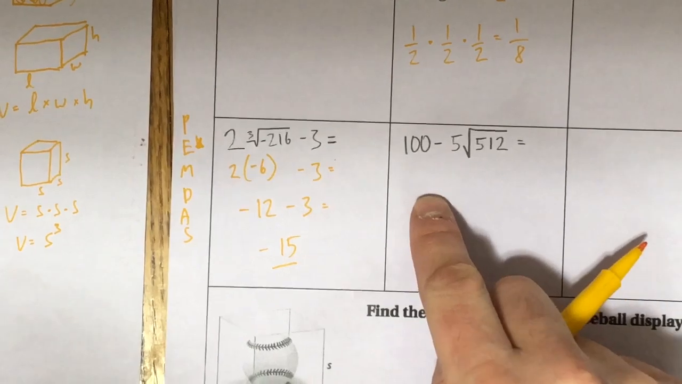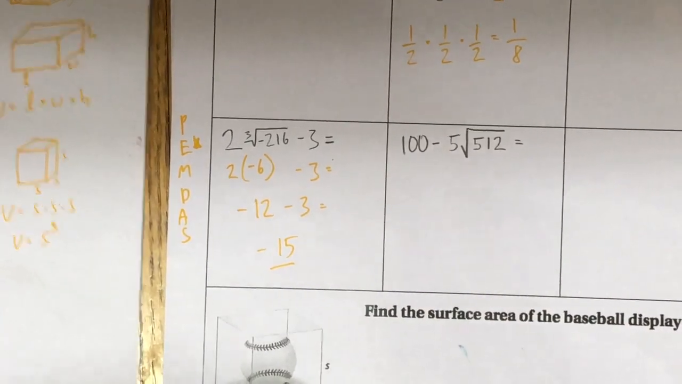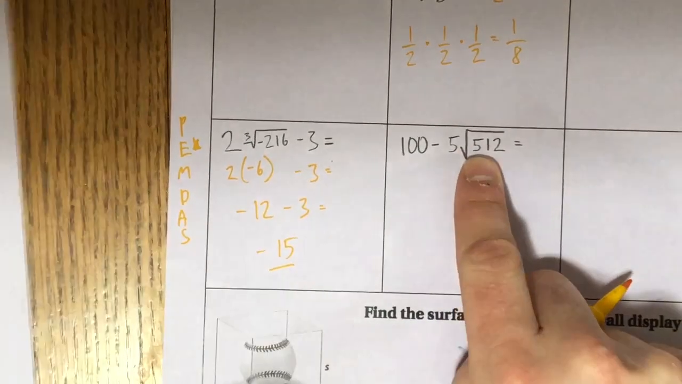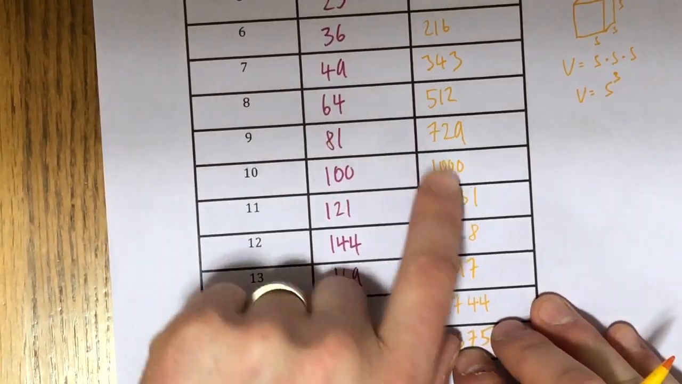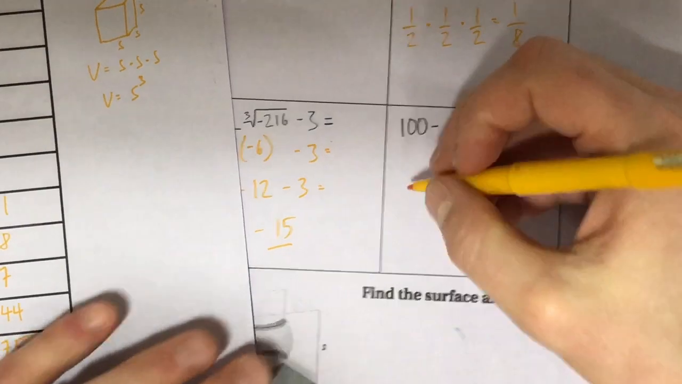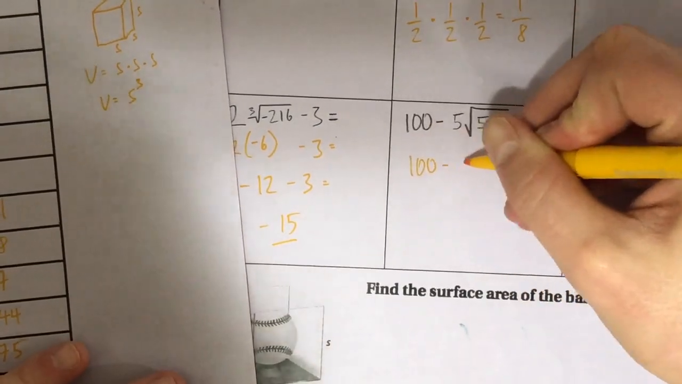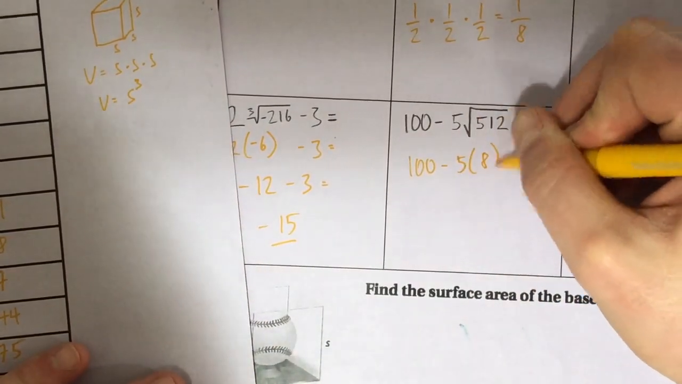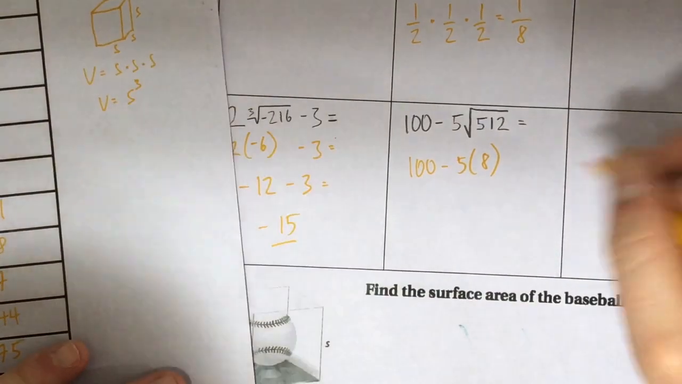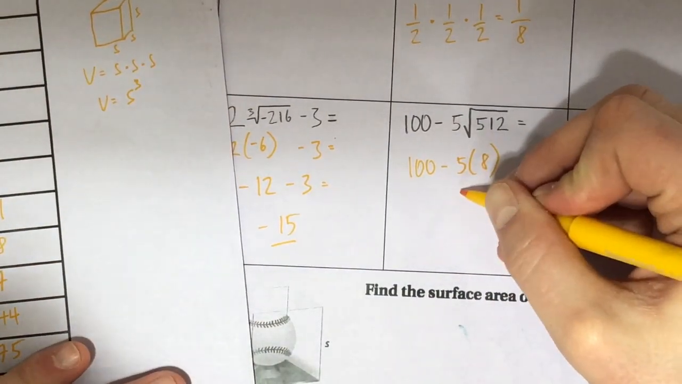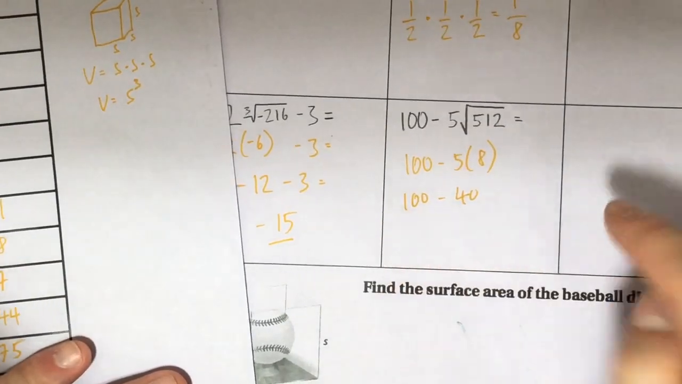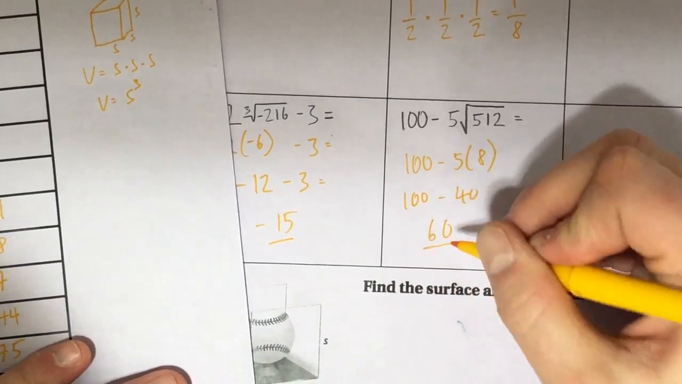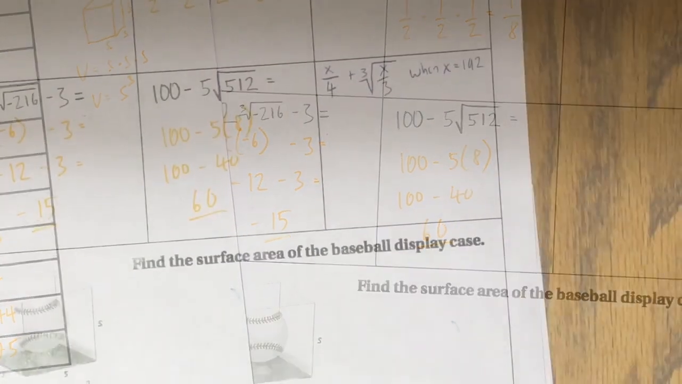Okay, now that you've given it your best shot, here's what I'm doing. I'm going to evaluate the cube root first, 512. The cube root of that is 8. This is 100 minus 5 times 8. 5 times 8 is 40. 100 minus 40 is 60. Good job. Thanks for playing.